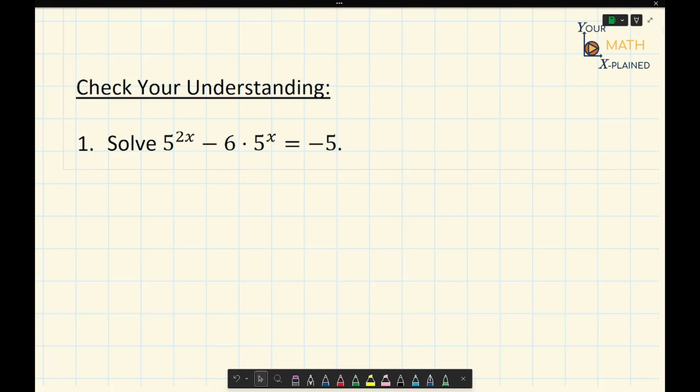So now it is your turn to give this a try. Can you solve this exponential equation here?